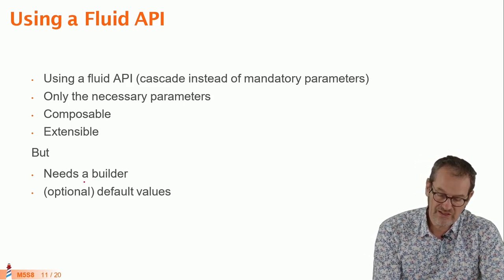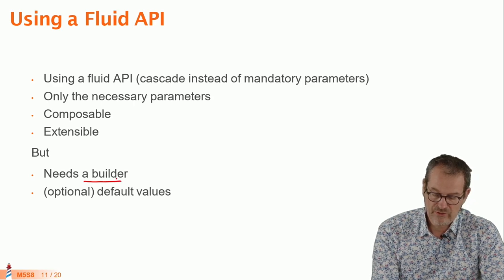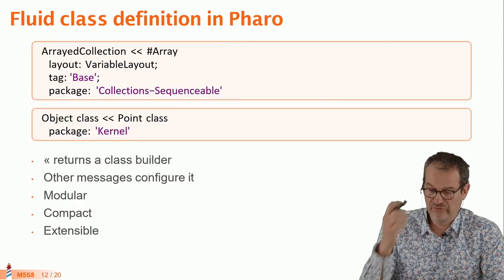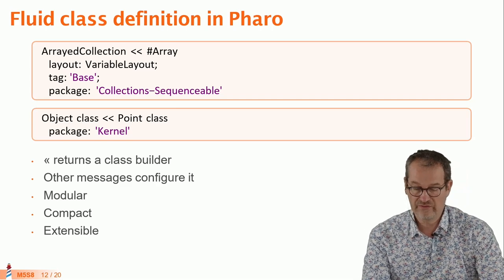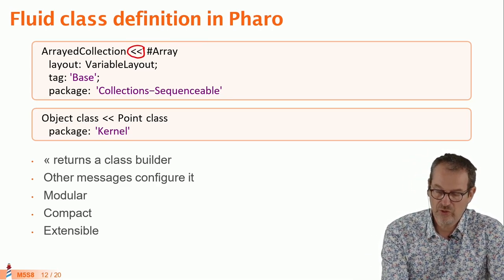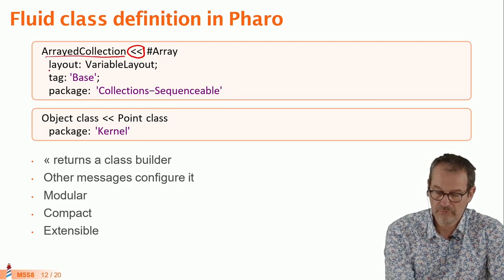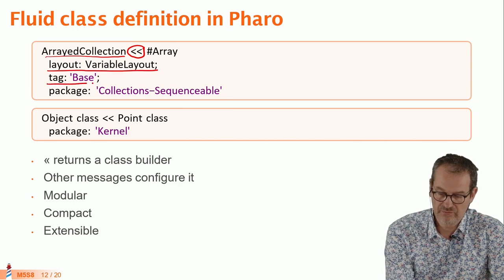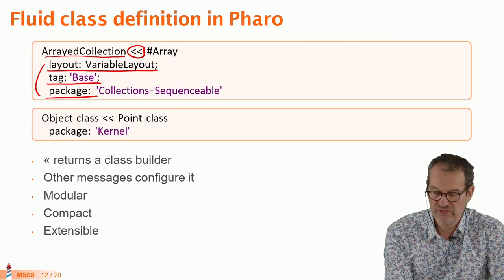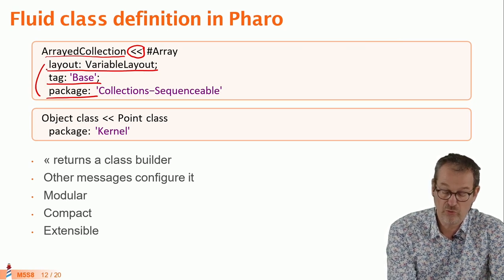And what you will see is that it needs a builder. And sometimes you need optional default values. So let's look at it. In Pharo 10 and Pharo 11, now we define a class like that. We said, okay, I would like a subclass of the class ArrayedCollection. And here we have separated messages. Here we have 3 different messages. When we don't need to specify a layout, or when we don't want to have a tag, or when we don't want to have something, this is also correct.